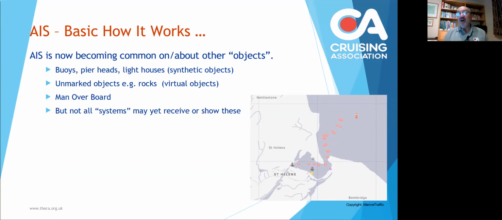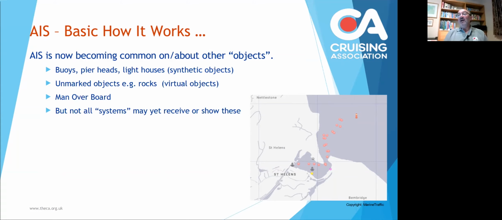You can also have unmarked objects. So, for example, rocks under the surface. These are called virtual objects. Again, obviously, they're being transmitted from some other object. You can have man overboard, so you can actually carry an AIS transmitter in your pocket so that when you go overboard, it will transmit that signal and not say, I'm a sailing vessel or I'm a passenger liner, but I am a man overboard.